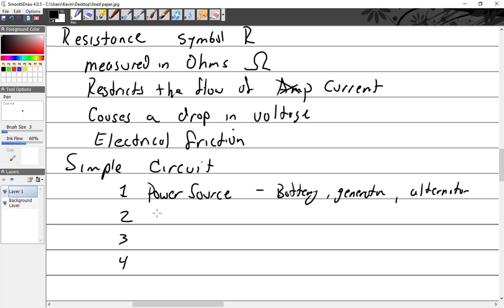What else? Conductor. What can a conductor be? A path, a wire. I'm looking for a path, correct? A wire. What else?